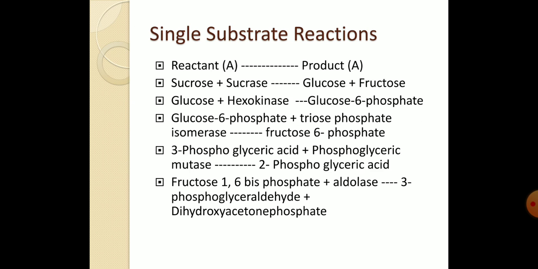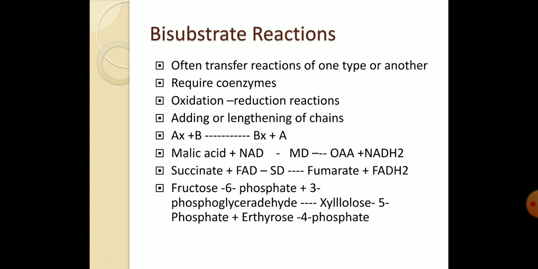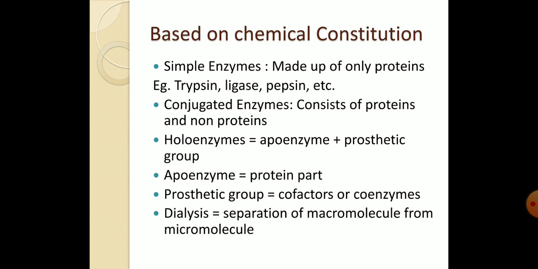Next, single substrate reactions. For example, in the case of sucrose, a different mechanism occurs. It is converted by the enzyme called sucrase. Sucrose is converted into glucose and fructose. So like that there will be changes in the product from the substrate. Here there will be two substrates.